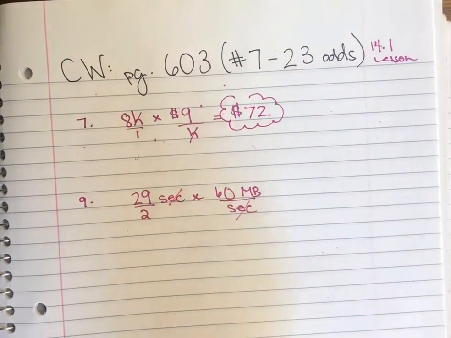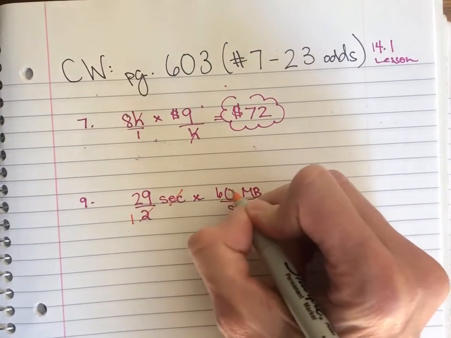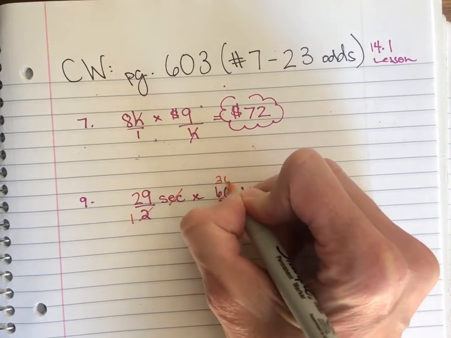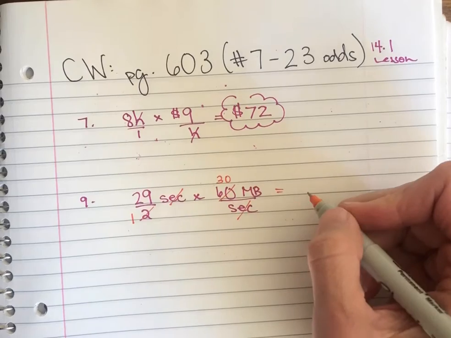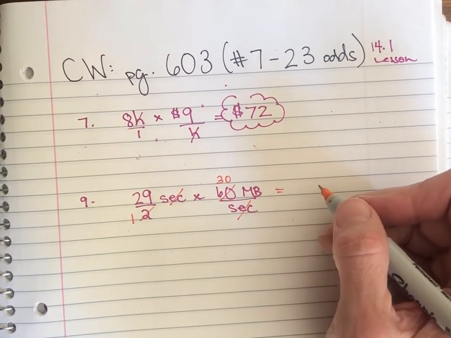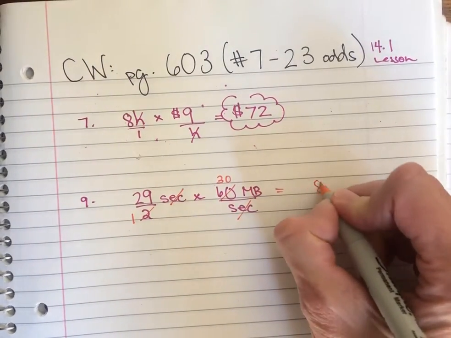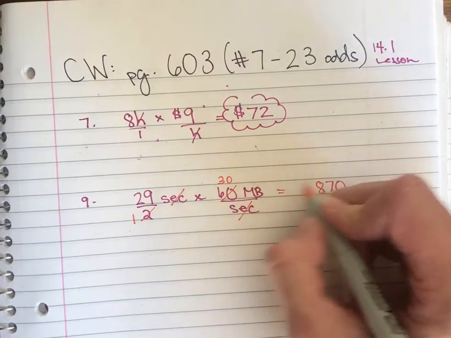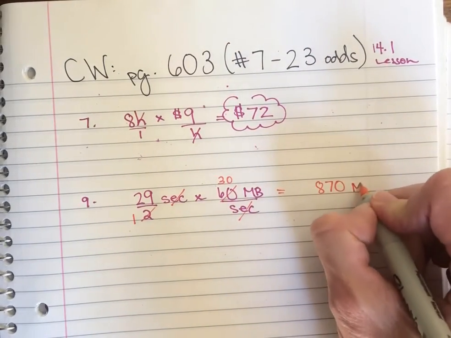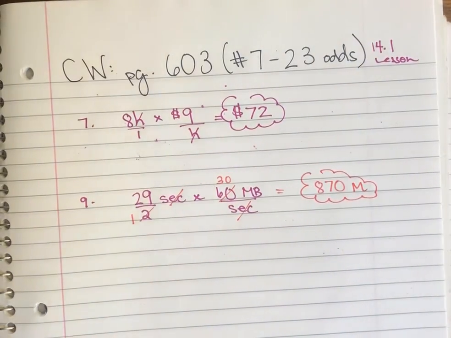Then I can reduce the 2 with the 60, so 2 goes into 2 once, 2 goes into 60 30 times. Now I can multiply straight across. So I will multiply 29 times 30, which is 870, and megabytes are my only unit left. So we found the product and we listed the units.